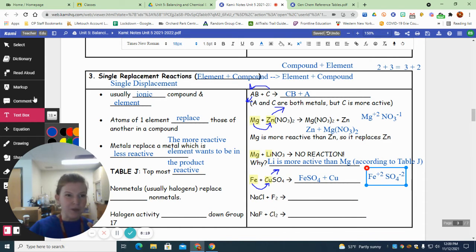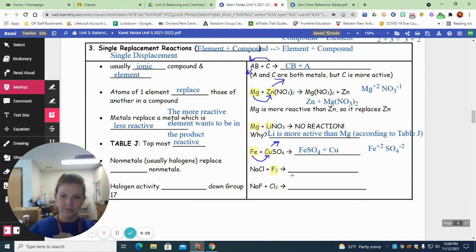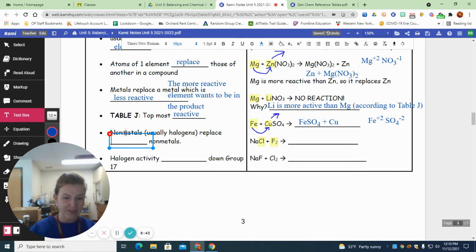Now, what if your element by itself is not a metal? So like in this next one down, I have NaCl plus F2. So the element by itself here is fluorine, and fluorine is a nonmetal. Well, in that situation, it's going to attack the nonmetal in the compound, okay? So to fill in the notes here, nonmetals, meaning halogens, so chlorine, fluorine, bromine, iodine, will replace less active nonmetals.